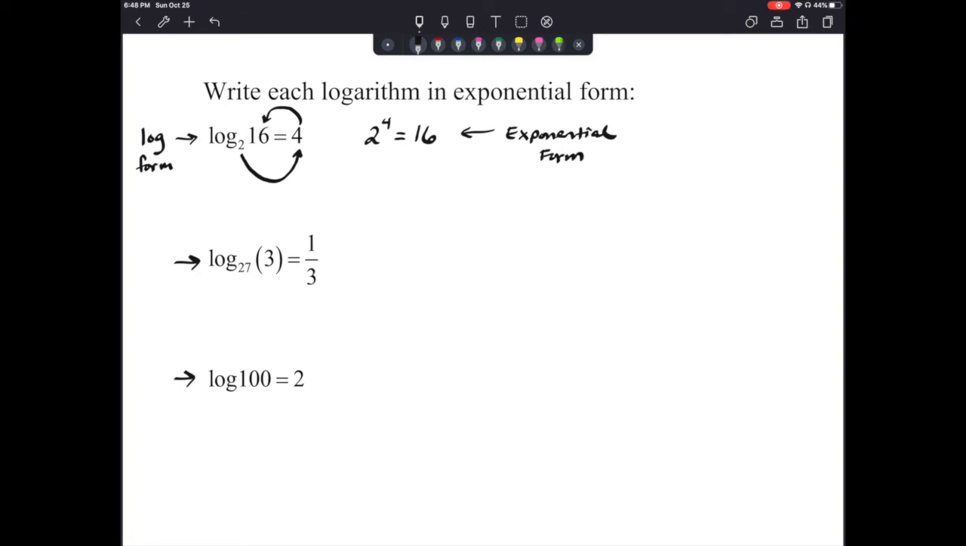The same thing happens at the next one. 27 to the 1/3 power equals 3. That is again our exponential form. And then the last one, this is like base 10, 10 to the 2nd power equals 100. All those are true statements. So exponential form and log form, they are two different things.